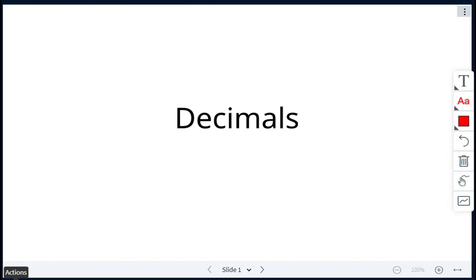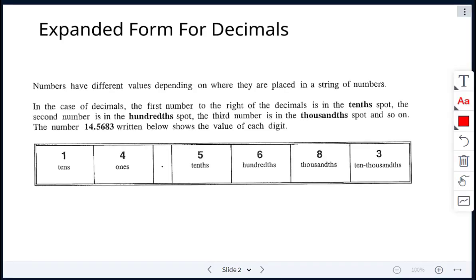All right, so today's class on decimals, we are starting decimals. So our first class today is looking at the expanded form and the standard form for decimals. All right, so we know that numbers are going to have different values depending on where they are placed on the place value chart shown here.